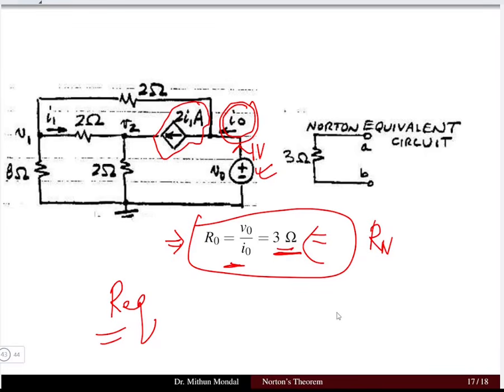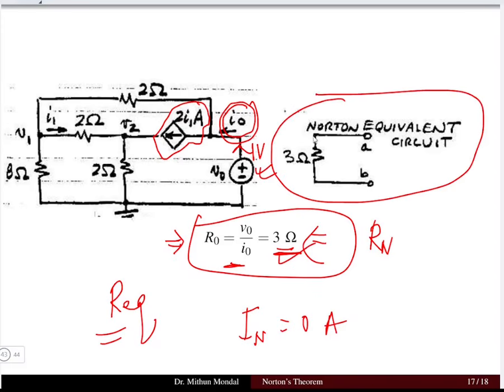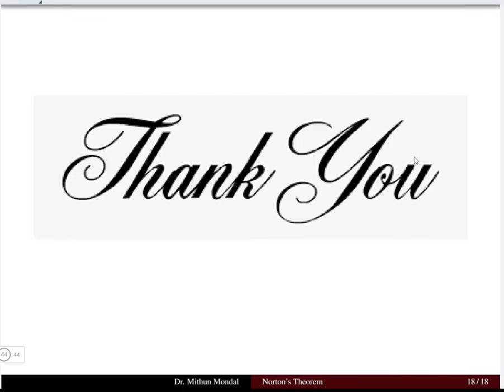Now I can redraw the circuit with the Norton current. The Norton current was 0 ampere and the Norton resistance is 3 ohms. So my Norton equivalent circuit is this one, where the current source is 0 ampere. It simply means that it is an open circuit. So this is the Norton equivalent circuit. We have solved a few problems on Norton's theorem, which comprise both dependent sources as well as independent sources.